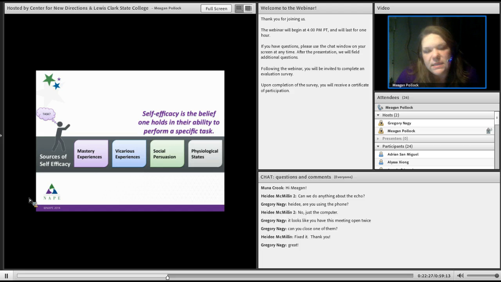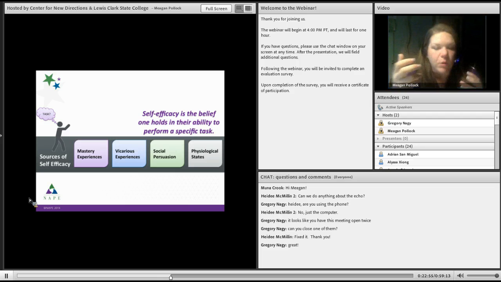And social persuasion, this source of self-efficacy, is really grounded in feedback and the different kinds of feedback that we can provide to students. And the fourth source of self-efficacy is physiological states. If your student gets butterflies every time they have to stand up and present, then that's one thing. But if they begin to relate that physiological reaction to their ability to do something, then that will begin to lower their self-efficacy, right?